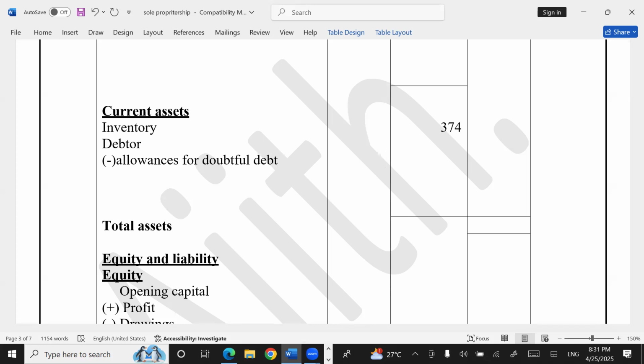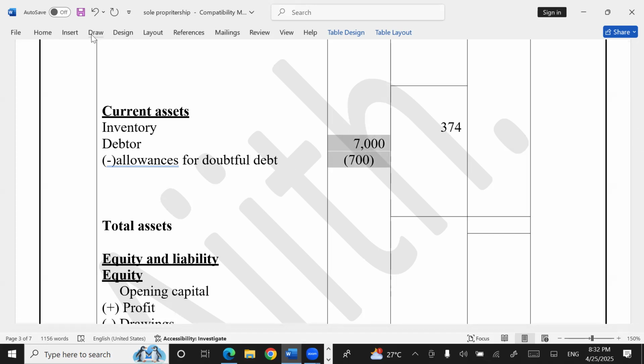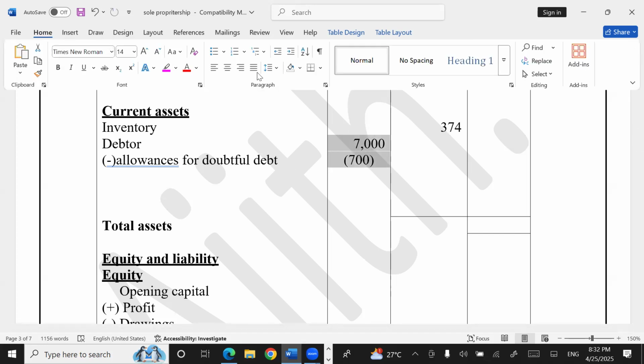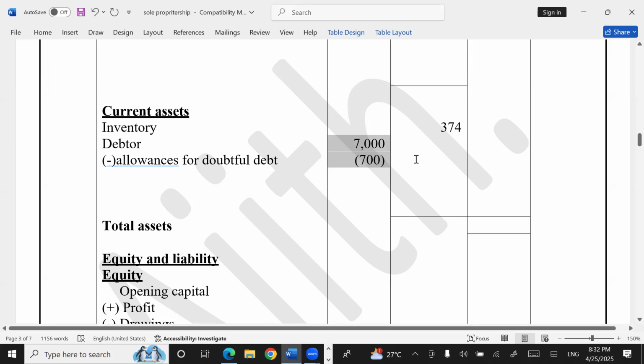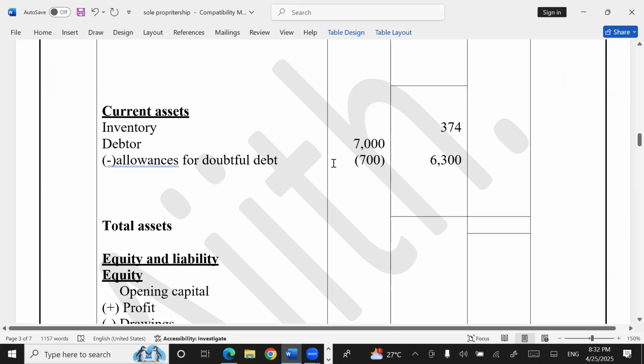Think allowances for doubtful debts and debtors. Debtors account closing balance equal 7,000. From that value deduct the closing balance of allowances for doubtful debts. Think closing balance of allowances for doubtful debts equal 700. Then 7,000 minus 700, 6,300 should be recorded in the second column.